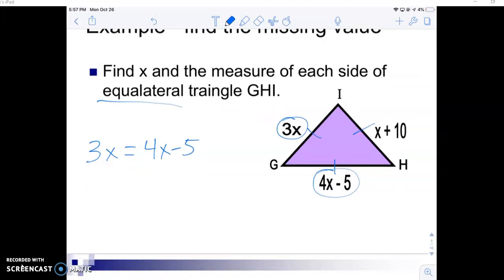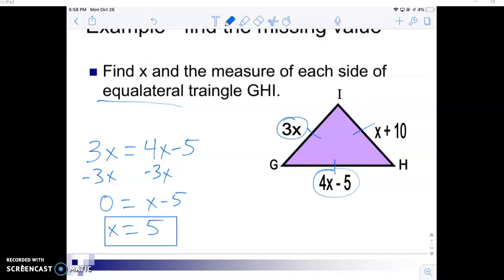So I would just need to solve for x. I could subtract 3x from both sides to get 0 equals x minus 5. Add 5 to both sides, we get x equals 5. Alright, so that's one answer.